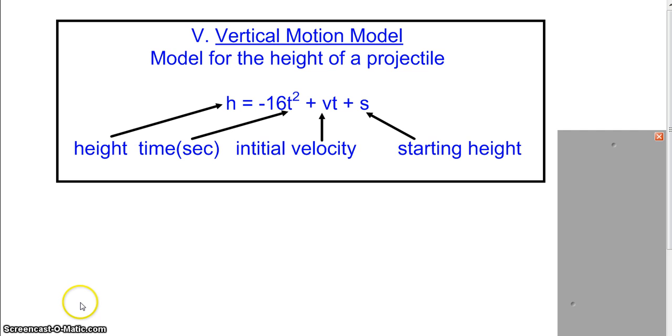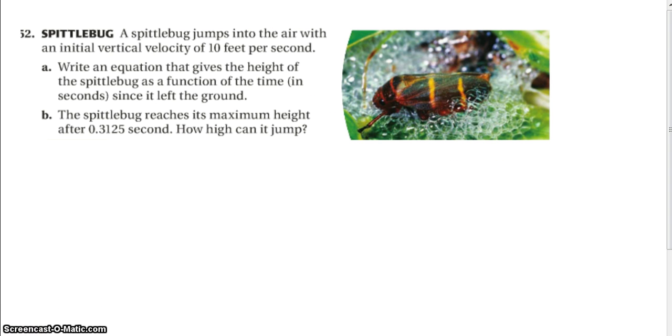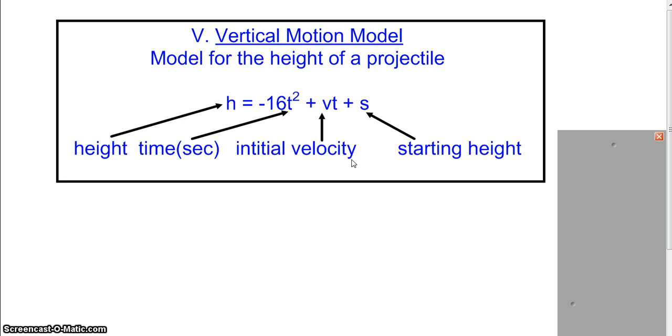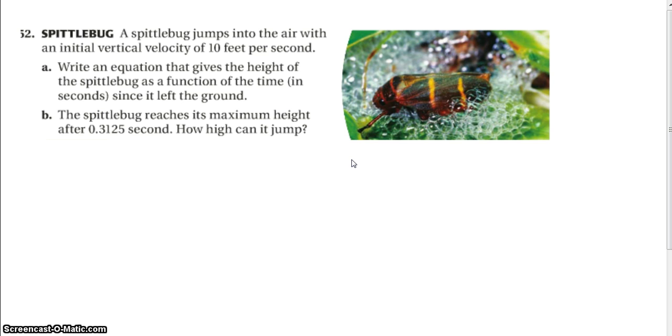So we're going to use this in one example here. So read the example. Okay, so this little spittlebug jumps into the air with an initial velocity of 10 feet per second. So we're going to write an equation that gives the height of that spittlebug as a function of the time since it left the ground. So we're going to use our vertical motion model, which each time you're facing a problem like this, write it down so the model becomes really familiar. H equals negative 16 t squared plus vt plus the starting height.